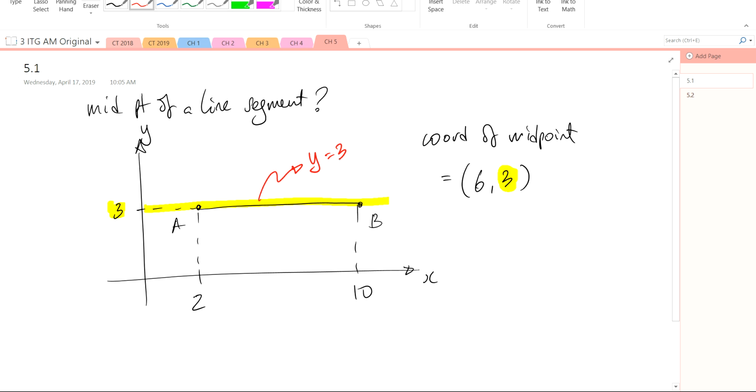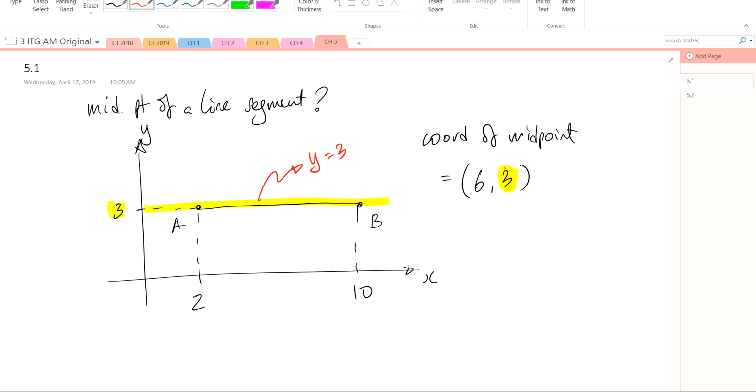That's why you get a horizontal line. That's why the gradient is 0. That's why there is no x. And the y-intercept must obviously be 3. And this is what it means by y equals to 3. So the y coordinate is standard 3. What about the x coordinate?